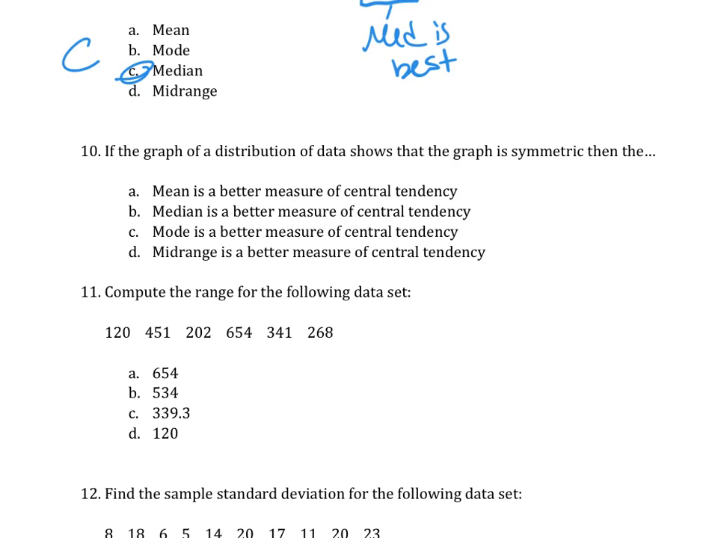Number 10, if the graph of a distribution of data shows that the graph is symmetric. So here when it's symmetric, then we can use the mean. The mean is the best. That means there's no extreme values that could mess it up too bad. So we'll do letter A. Mean is the better measure of central tendency.